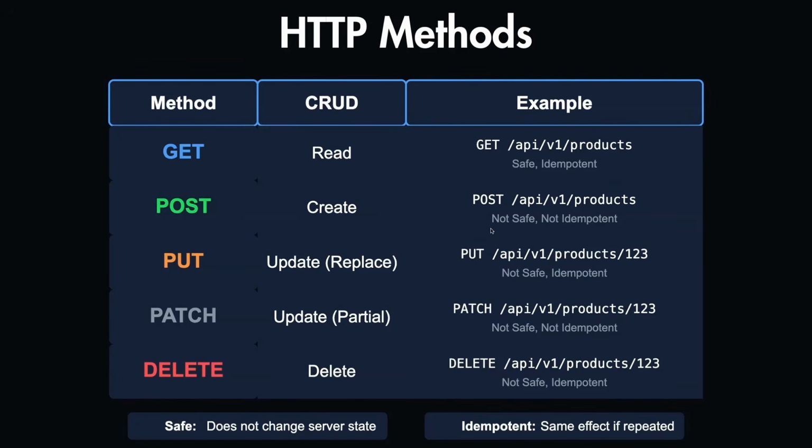These type of requests change the state of the server. They are adding a new item and also they are not idempotent, which means that they are creating a resource. So the first time you create a resource, you will get the ID of the first item that you created. The second time you create it, you will get the ID of the second one and so on.